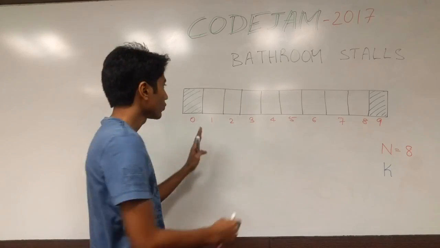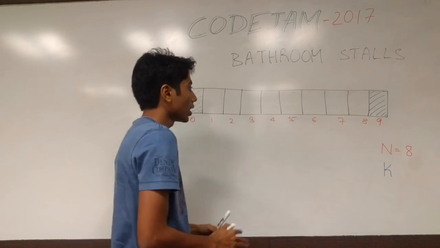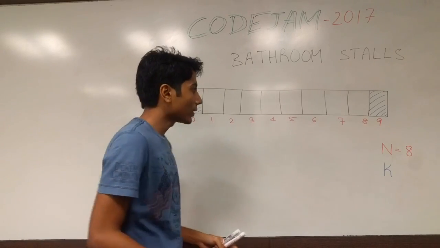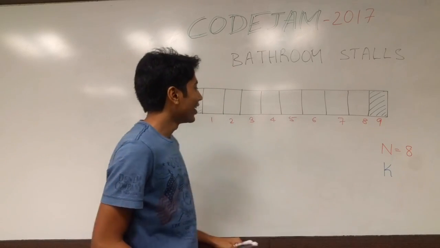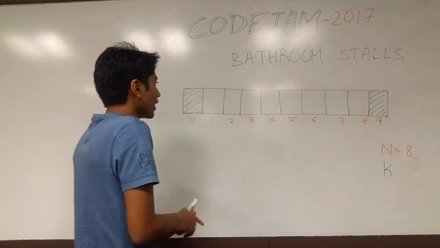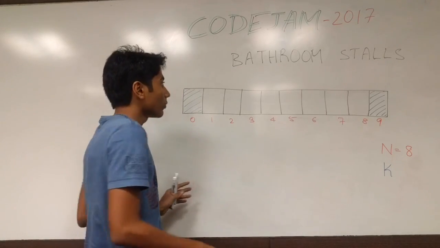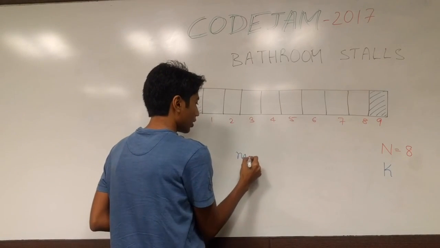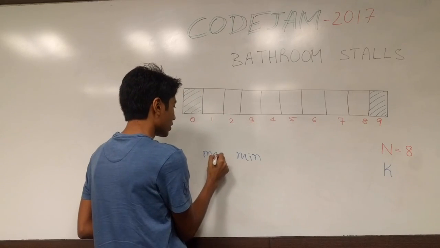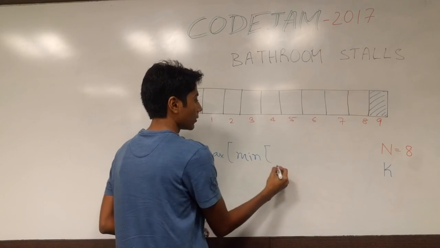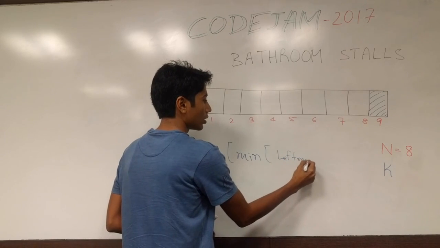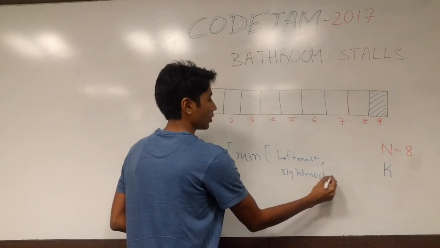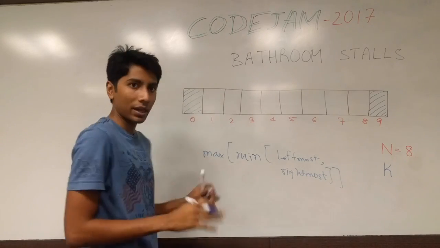This gives you an array of n bathroom stalls in which k people will be entering. If you have ever been to a bathroom, then when a person enters, they want to be as far away as possible from both the people. So simply put, they want to maximize the minimum distance between the leftmost and the rightmost person. Right. Not simply put, but mathematically put.